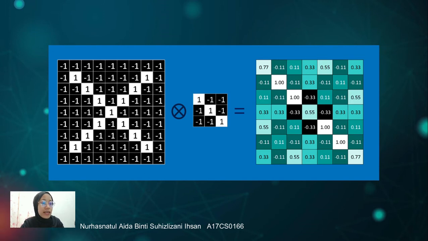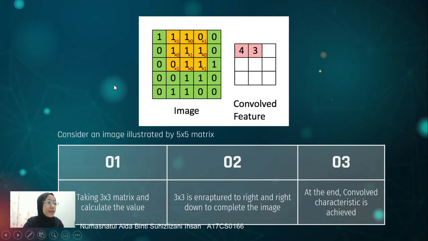So CNN actually doesn't know the match of the pattern, so it tries everywhere and every possible position. And this is another example. Consider an image illustrated by a 5 times 5 matrix. Number 1, take a 3 times 3 filter and calculate the value. Number 2, the 3 times 3 filter is moved across to complete the image. At the end, the convolved feature is achieved.